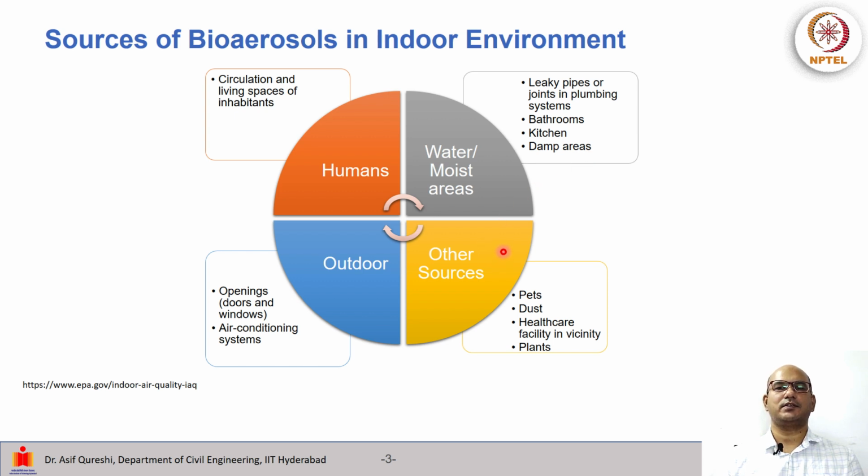Then there are several other sources, for example pets, dust. So pets will of course release their own biotic material. Dust itself may have some microbes attached to it. If there are healthcare facilities, then we may have some more infectious bacteria or microbes around. And plants which may release pollens or other living entities or entities derived from the living parts.